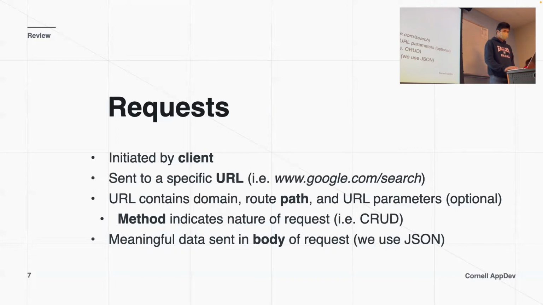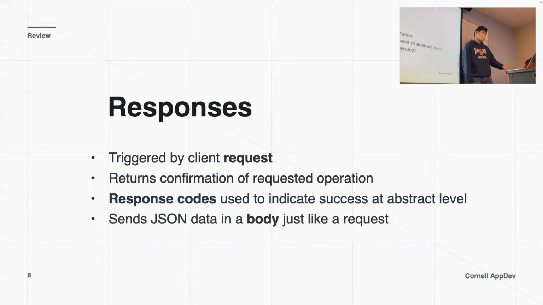Cool. So in response to requests, we have responses, right? Responses are triggered by client requests. Responses are only returned when we make a request. It's kind of like a confirmation that we actually made the request and it was successful. And the response codes, as we talked about last week, are high level indicators of what kind of thing happened. So 200 would be, we successfully made the request. 201 is we successfully created a resource. 404 was not found. 500 is your backend broke because of bad code. And a lot of responses will also contain a response body that contains information relevant to the request that you made.